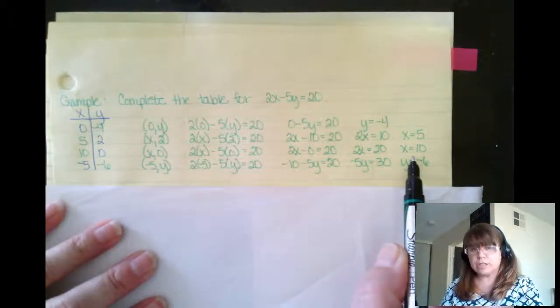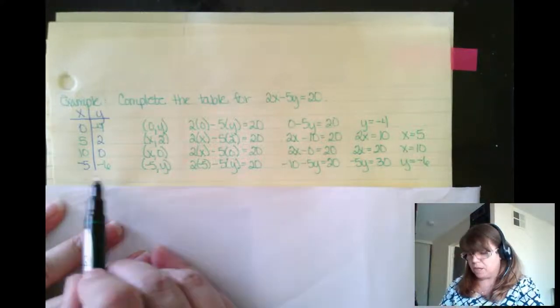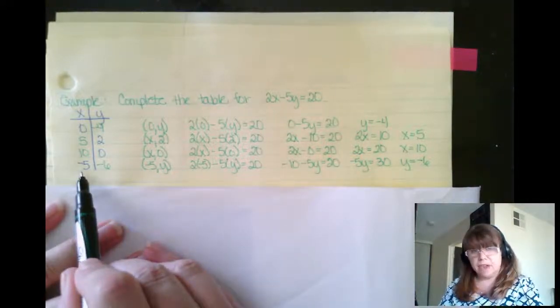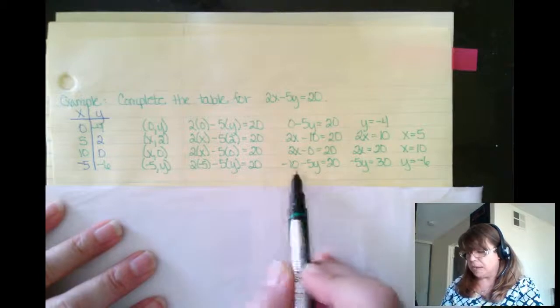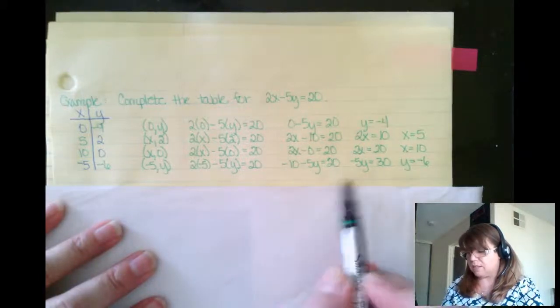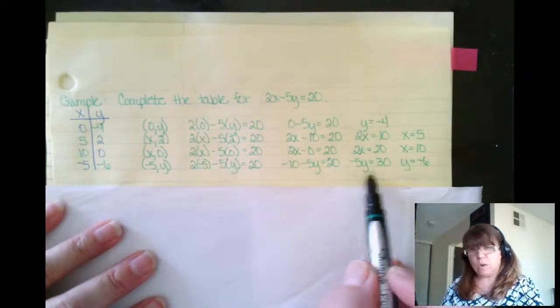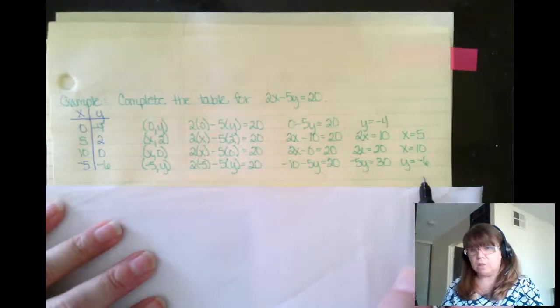And I encourage you to work these out yourself. When x is negative 5, plug in negative 5 for x. What do we get for y? So negative 10 minus 5y equals 20. Add 10 to both sides. Negative 5y equals 30. y equals negative 6.